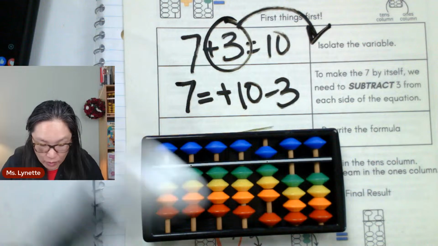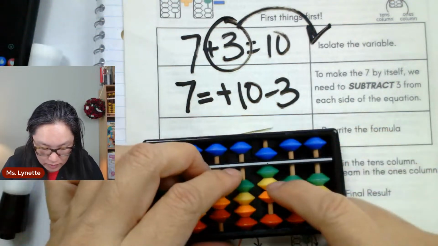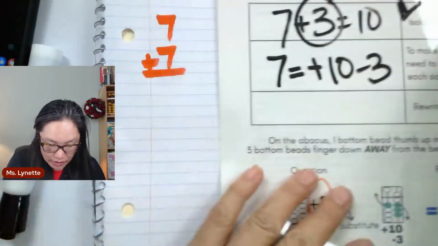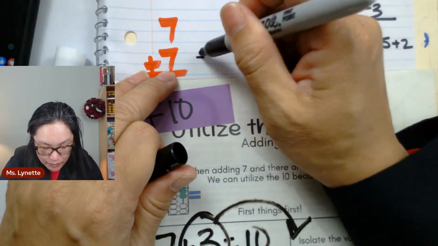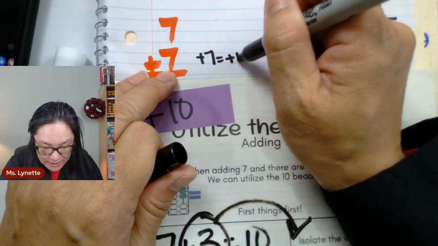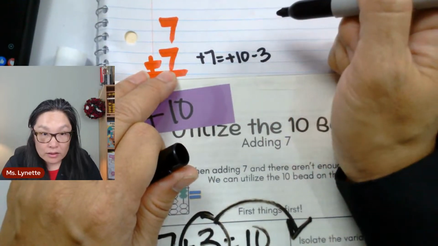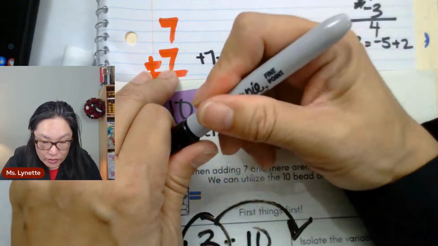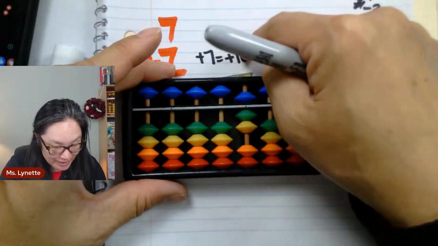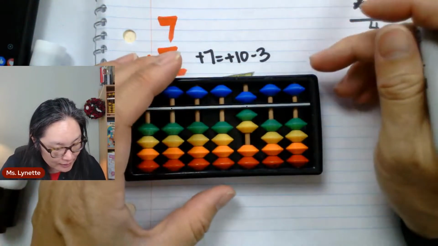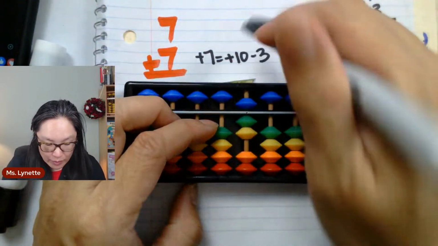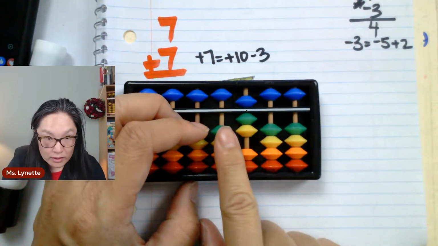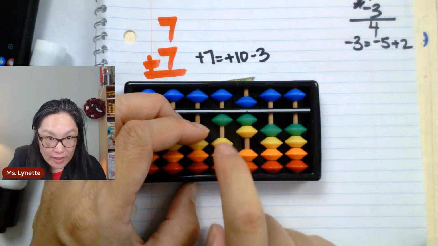So I'm going to rewrite the question over here. My formula is plus the 7 is equal to plus the 10 minus 3. Thank you, Audrey, for the hearts. So I'm going to plus the 10. Remember, plus the 10 is 0, 1. So I'm going to add the 1 here. So I add my 1.